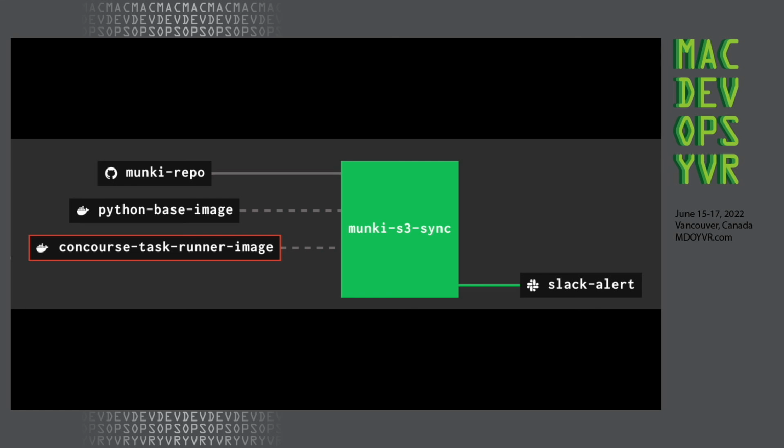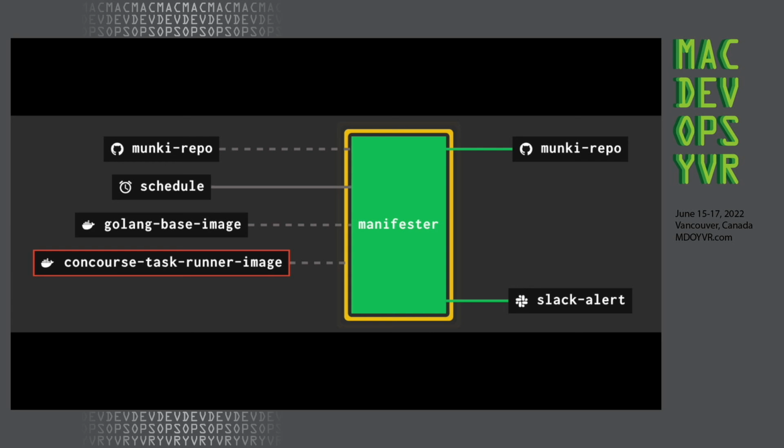In this example, you can see we take a task runner image, just a generic image to run tasks on in Concourse, Python-based image to run some code, monkey repo, pull it in. This pipeline is called a monkey S3 sync, so we can see it's syncing the content to an S3 bucket. And on the other end, we have a Slack alert to tell us how it goes. Another example might be generating manifests for your monkey repository. So if you are basing this off of team names from your IDP or serial numbers from your MDM, you could use it to generate those for you.